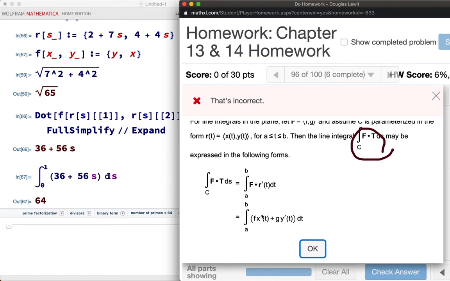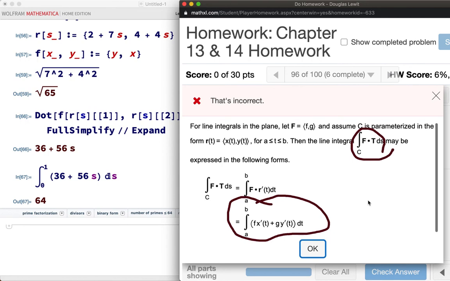So this is actually what I used. This is the form that I used to solve the last problem. But it's interesting because this is actually the tangent vector. But I suppose it doesn't have to be a unit tangent vector. So that was my mistake in the last problem.